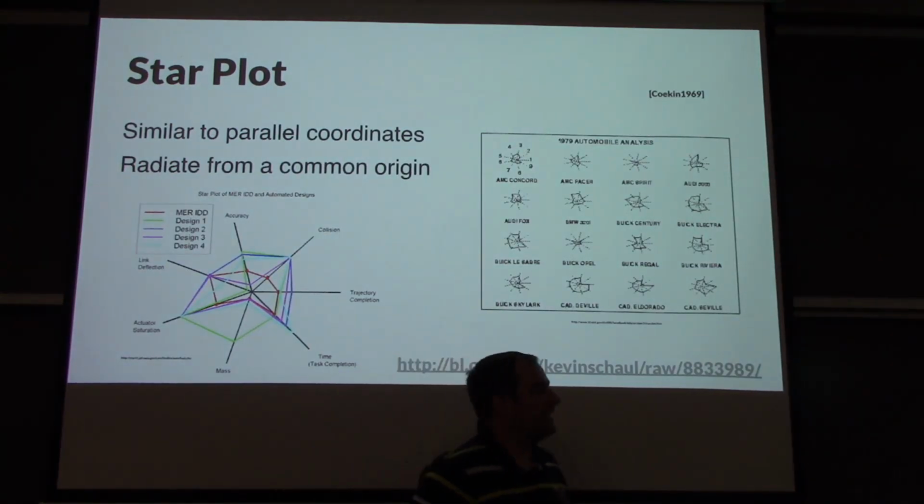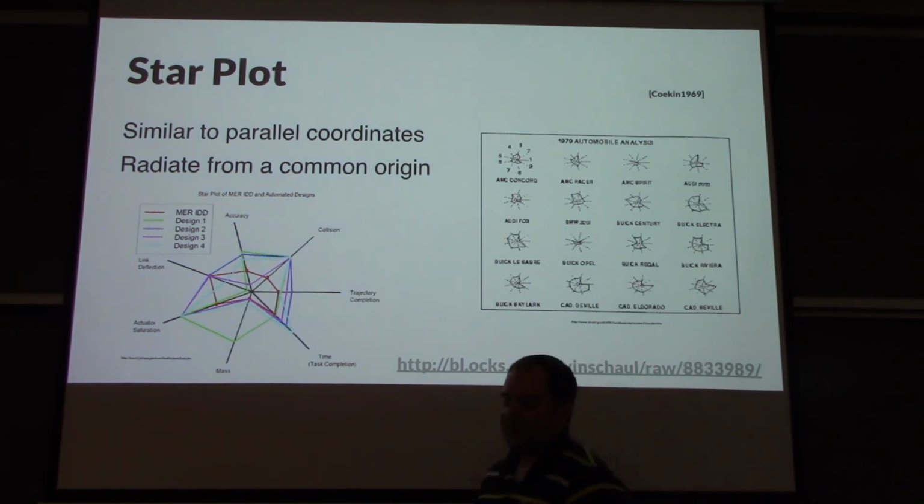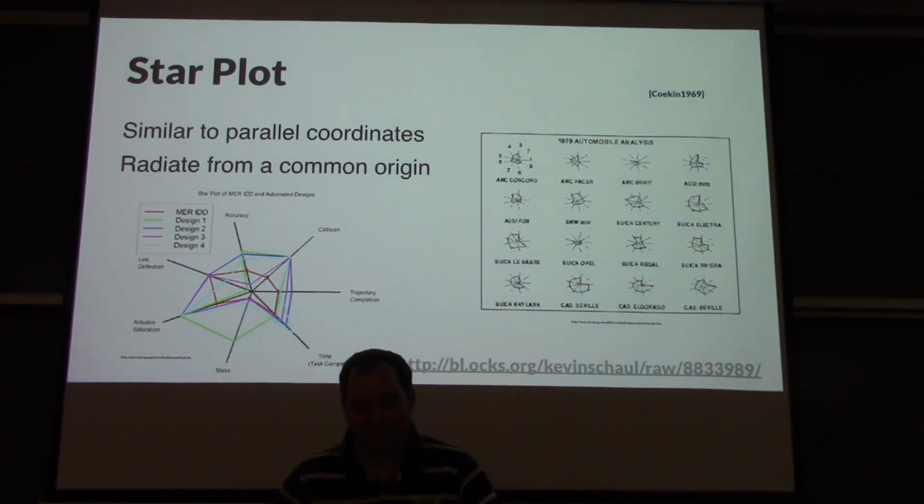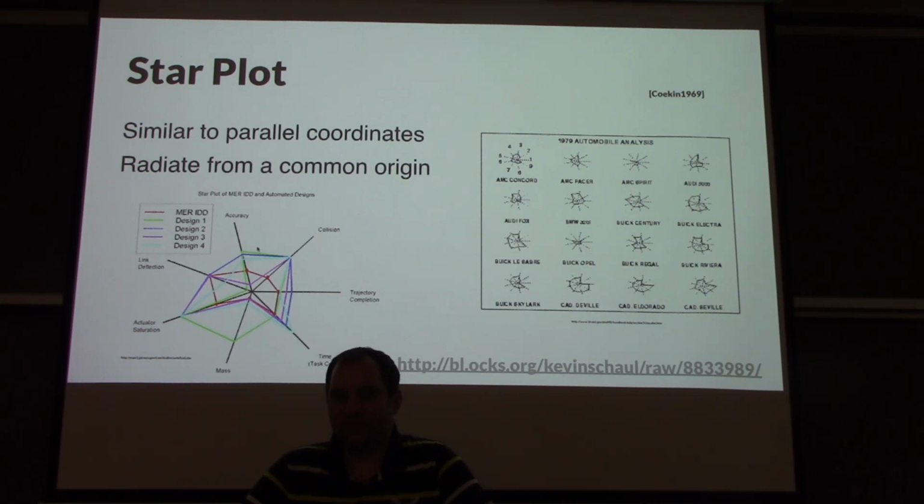A closely related technique to parallel coordinates is the star plot. So here we have essentially the axes radiating from one common origin instead of being in parallel. Can anybody think of advantages or disadvantages for this?